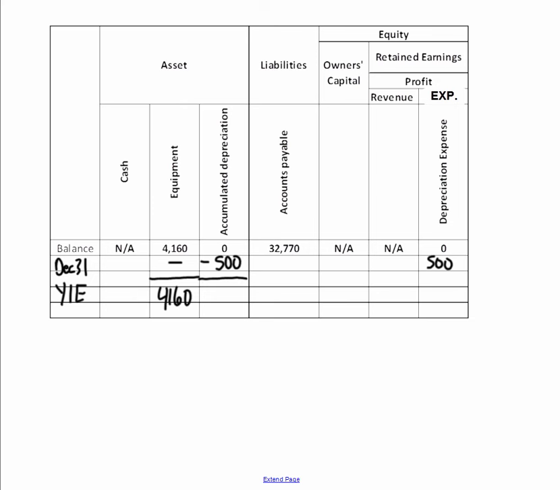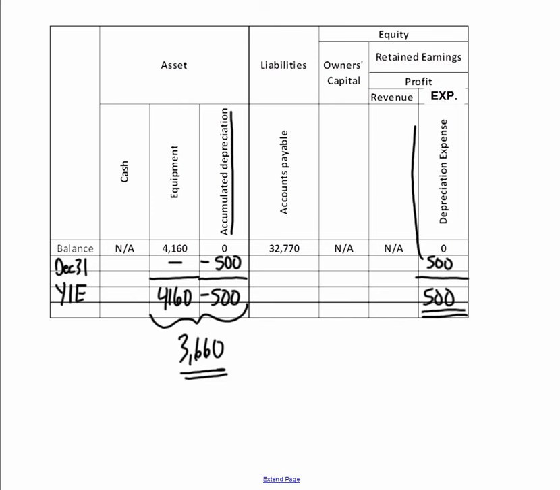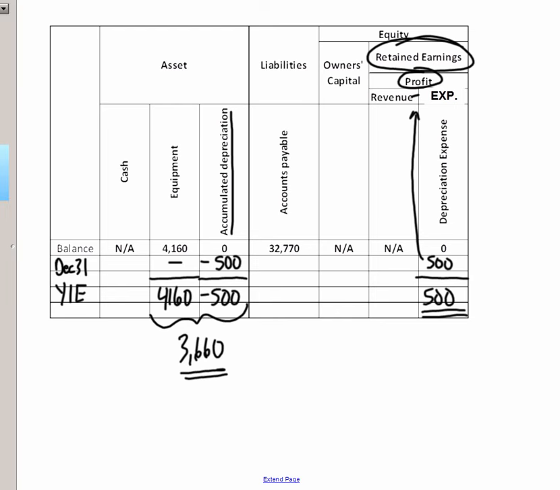$4,160 minus 500. And over here, 500. So notice it doesn't change how we record the depreciation. We're still going to recognize that accumulated depreciation is a number that reduces the value of the asset because it accounts for its use. What do we have? We have book value of $3,660. And then we have our depreciation expense of $500, which is going to be a negative impact on both profit and retained earnings. Let's jump back all the way to our chart.